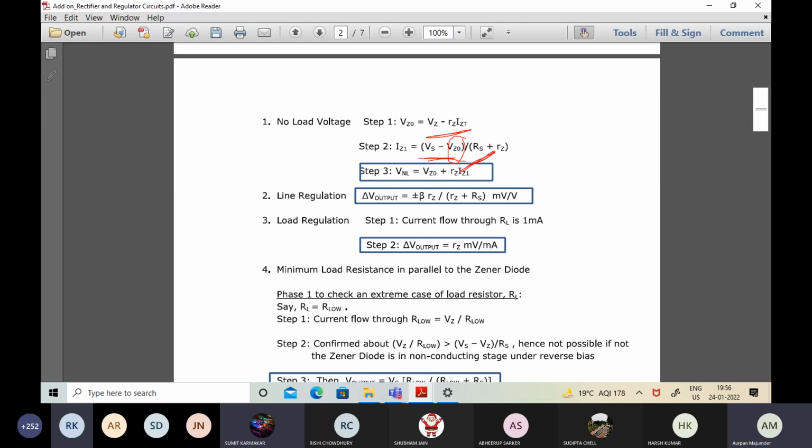So if I put up that thing and we take in that particular current, that corresponding current comes to equal to Iz1. And if I put up that particular current in the corresponding operation, we get the no load voltage across the Zener.